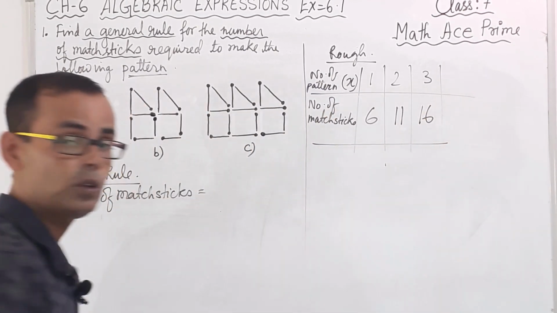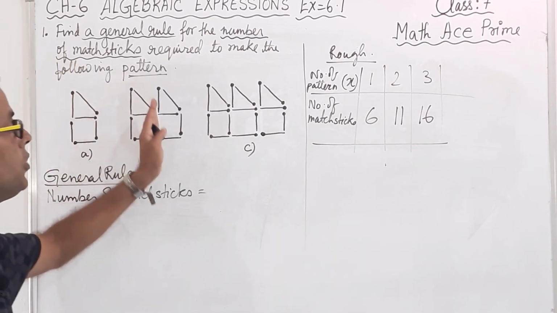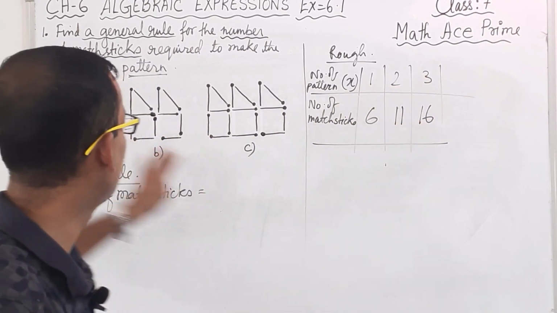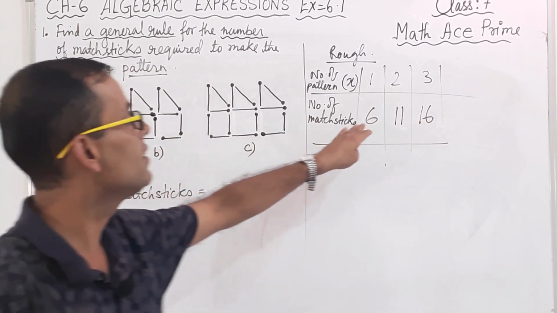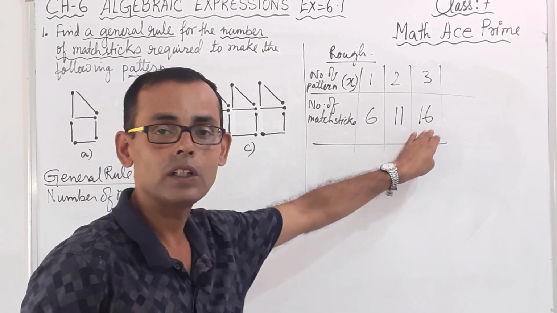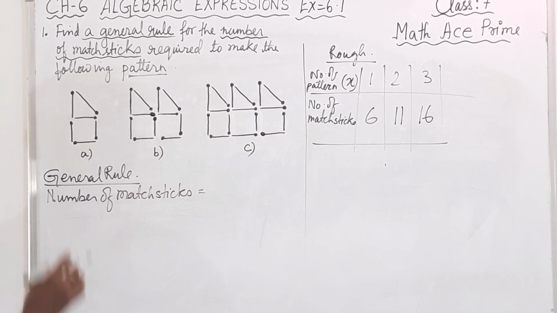Clear? Understood up to this much? So 3 patterns I have: first, second, third. That's why I wrote 1, 2, 3. And for the first pattern, I am using 6 matchsticks. For the second one, I am using 11. For the third one, I am using 16 matchsticks. Okay. Now I have to make a general rule.